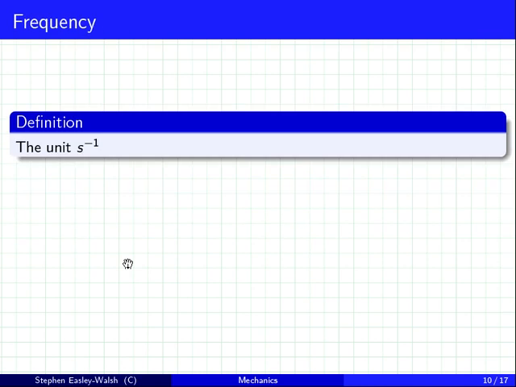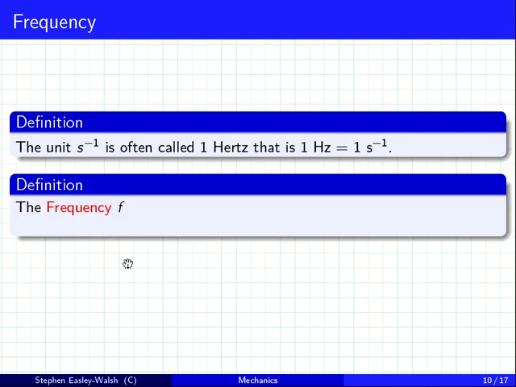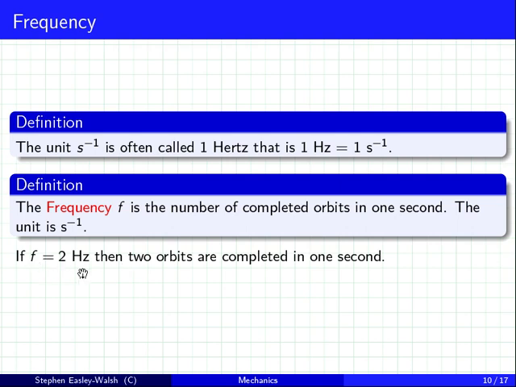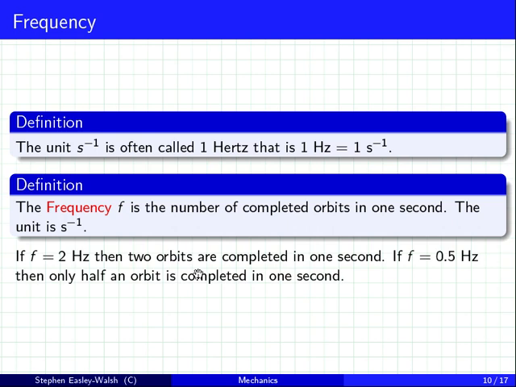We have this unit called per second. It's often called a hertz. In other words, 1 hertz is also called 1 per second. And the reason we use that unit is for something called frequency. Frequency is how many orbits you can do in a second. The unit is the per second, of course, the hertz. So, if the frequency is 2 hertz, then in 1 second, how many orbits are done? 2 in 1 second. Okay. What if the frequency was 0.5? A half orbit is done in a second. Okay, so write these definitions down.